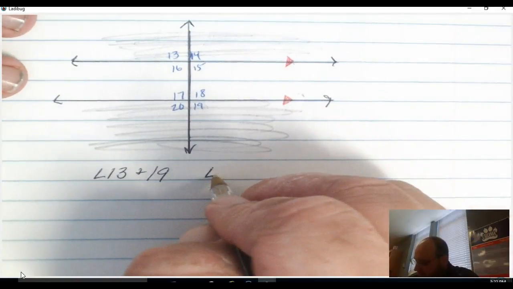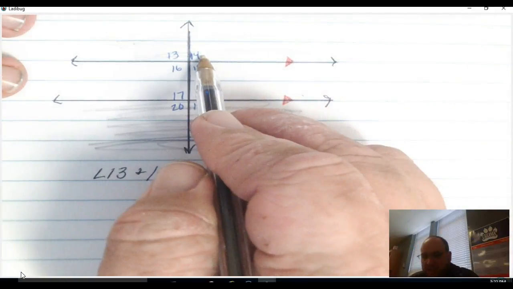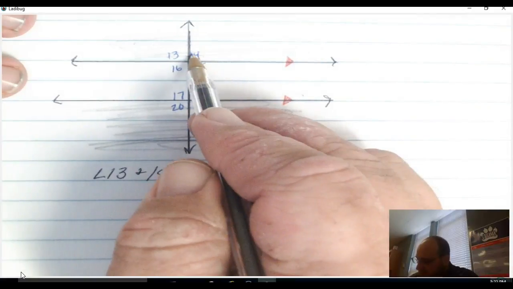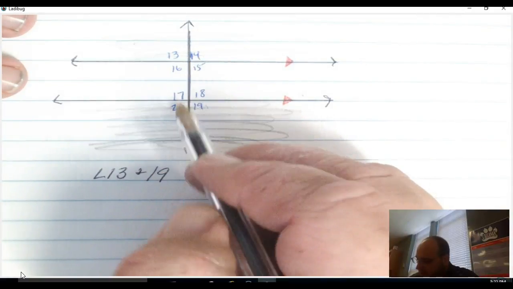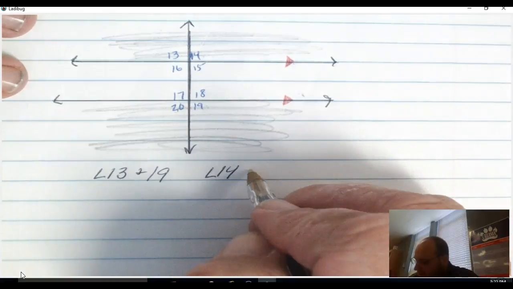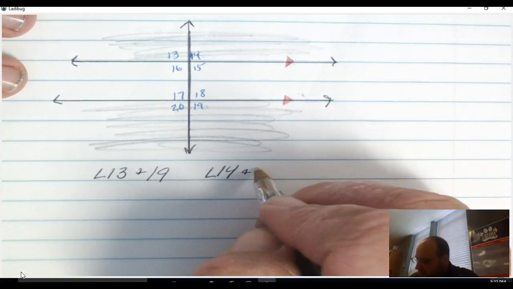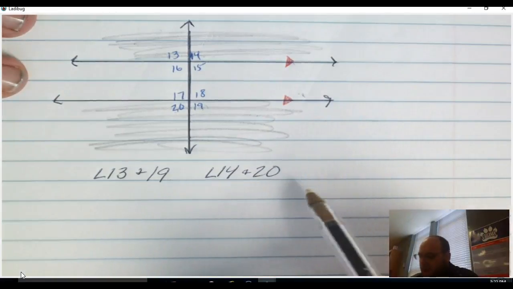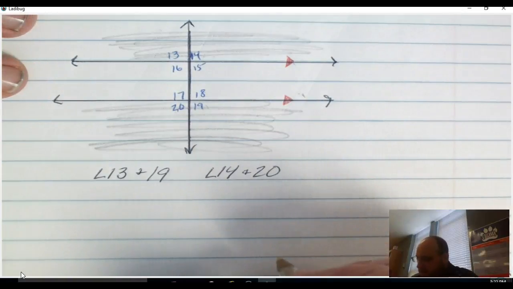The last one is angle 14. Angle 14 would go with angle 20 because, again, it's on the opposite side of the transversal line, on the outside, and not adjacent to it. So 14 and 20. Keep in mind, alternate exterior angles are congruent.